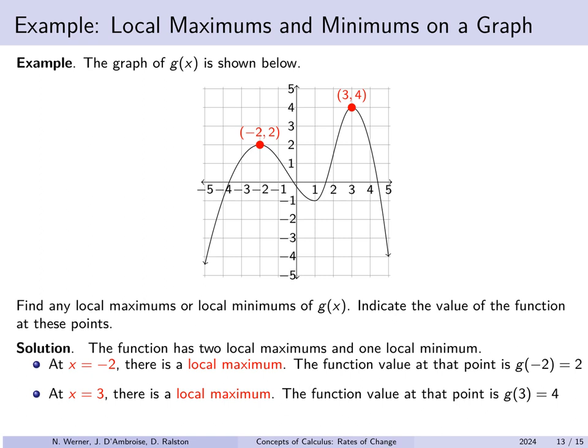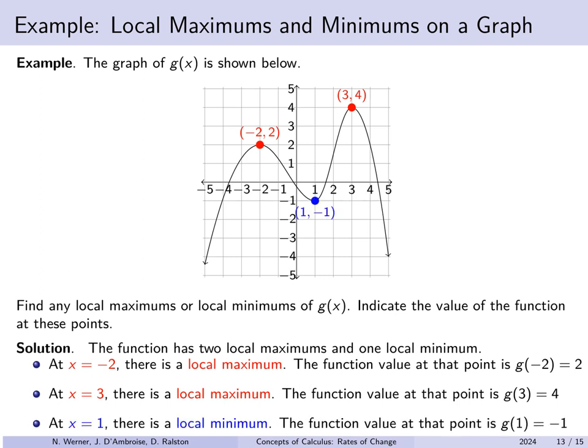Now what about a local minimum? Well, I think there's just one. At x equals 1, we find a local minimum where g of 1 is equal to minus 1.